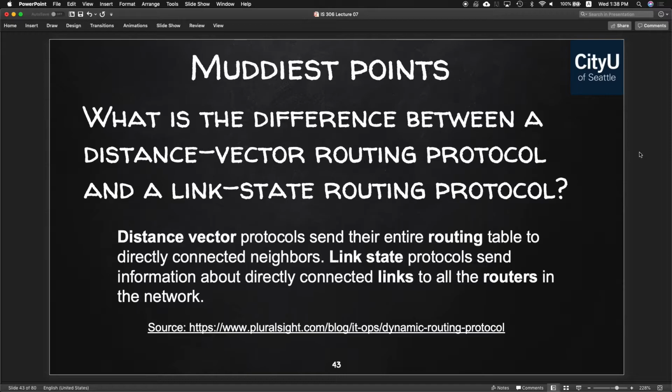What is the difference between a distance vector routing protocol and a link state routing protocol? As defined, distance vector sends its entire routing table to the directly connected neighbors, while link state protocol sends information about directly connected links to all the routers in the network. So distance vector gives the whole routing table, link state only the directly connected links.